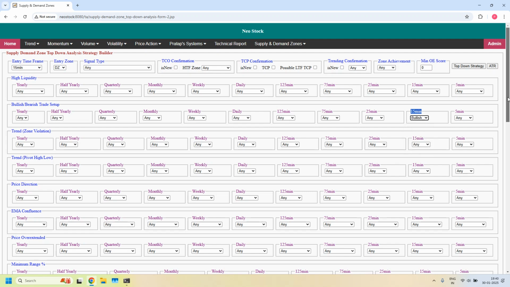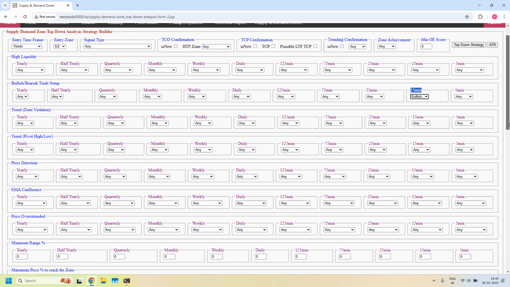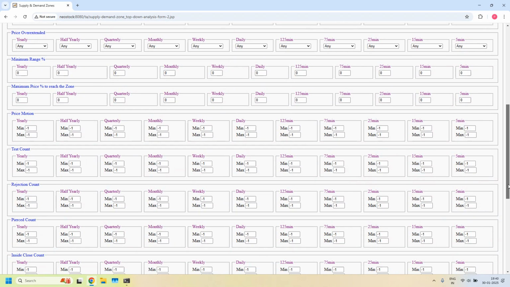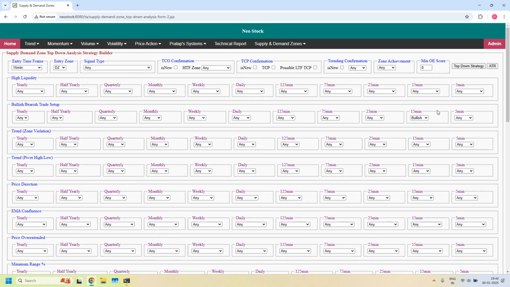And these 15 minutes demand zones should not be pierced. We should set 3 filters on that 15 minutes demand zone. So in the pierced count at 15 minutes time frame, I am setting minimum value 0, maximum value 0. That means the zone is not pierced. Zone achievement VOZ, minimum odd enhancer score 12. All 3 filters are applied to the 15 minutes demand zone.